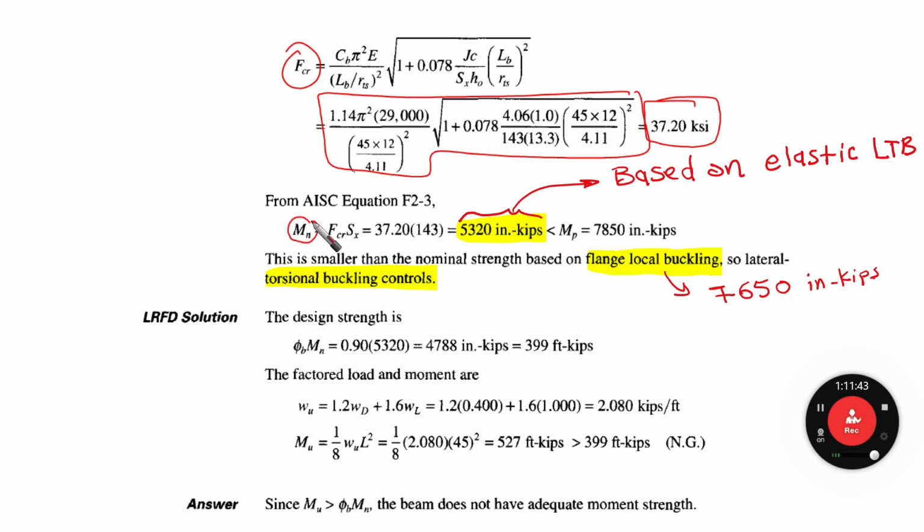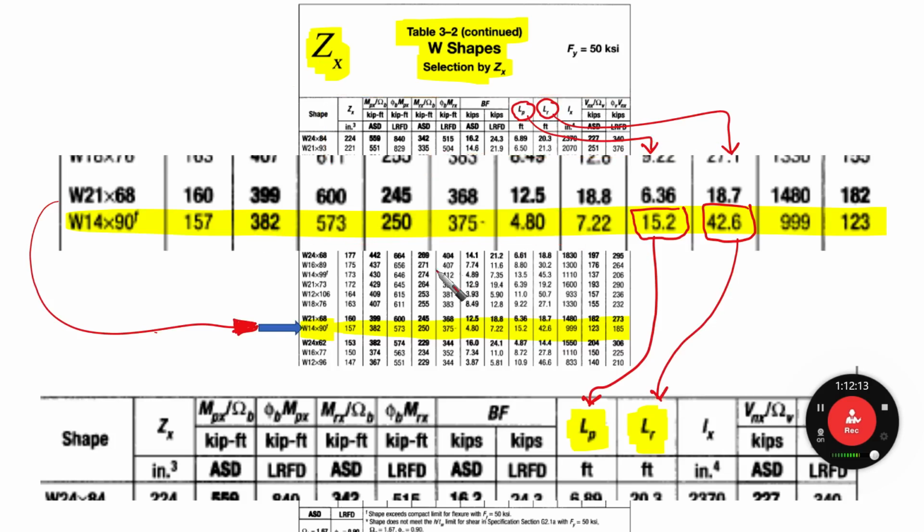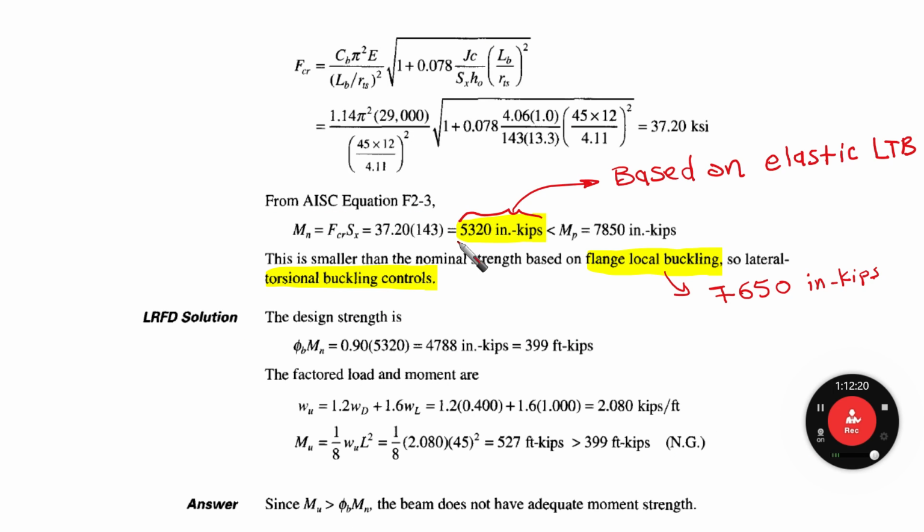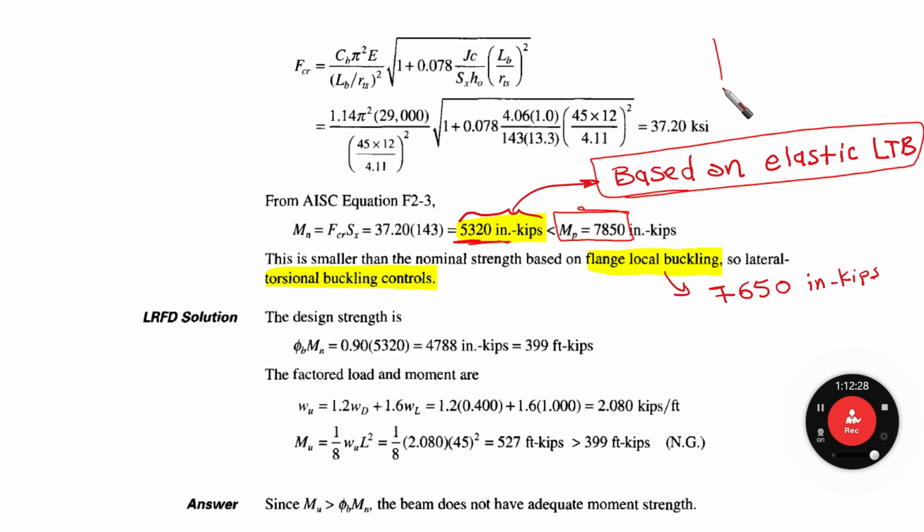Then from the equation that we have indicated before, FCR, which is 37.2 times SX, from the table, okay, we can obtain this value. What is this? The nominal flexure strength for elastic lateral torsional buckling for the cross section that we are examining now. It is 5,320 inch kips, and the last check for us is that it should be less than MP. Already we have explained that before. That is MP, M plastic, it is 7,850, and in our case it is 5,000 something, so definitely it is less than MP. Okay, so we are based on elastic lateral torsional buckling. As I said many times, we are here, elastic lateral torsional buckling.